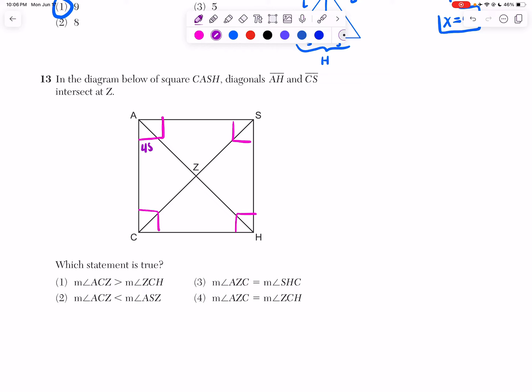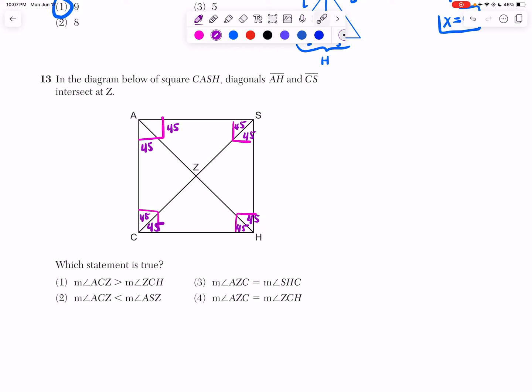So this angle is going to be 45, this angle is going to be 45, this angle is going to be 45, this angle is going to be 45. All those little pieces are going to be 45 degrees. Now, the reason why I'm doing that is because if we look at our answer choices, they're about angle comparison.